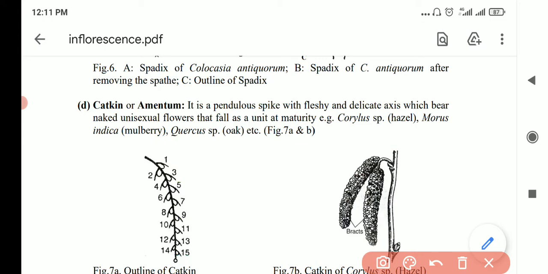Okay. So it's hanging like a pendulum, and it is fleshy. And the axis is very delicate. Remember, this one is very, very thin and delicate. So since you've already seen mulberry, you can describe from what you see. It is fleshy, right? It feels like a finger when you touch it. It's soft, okay? Then it hangs upside down. It's like a pendulum. The axis is very, very delicate, okay? And the example is Morus indica, which is mulberry, okay?